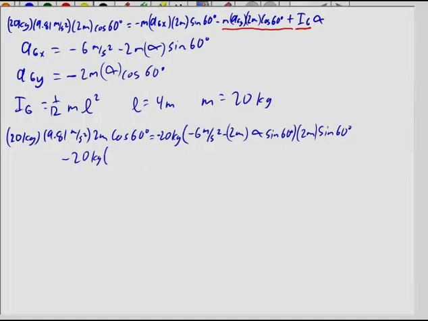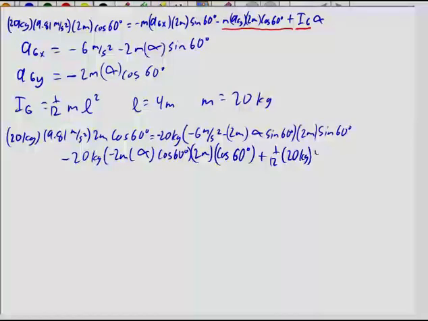Multiply all this by acceleration in the y direction, which is 2 meters times alpha times the cosine of 60 degrees. Multiply that whole thing again by the cosine, 2 meters times the cosine of 60 degrees. And then we have to add that to our moment of inertia about the center of mass, which is 1/12 times 20 kilograms times the length, which is 4 meters squared, and multiply that by alpha.